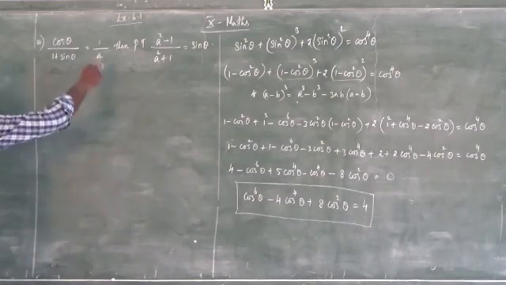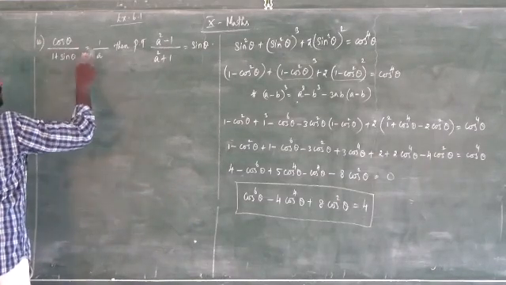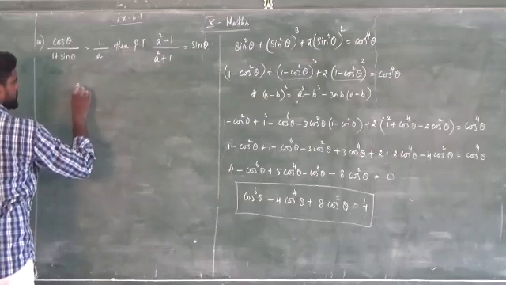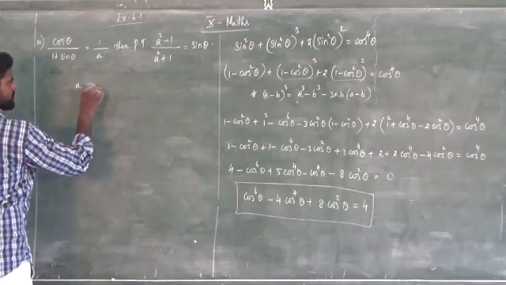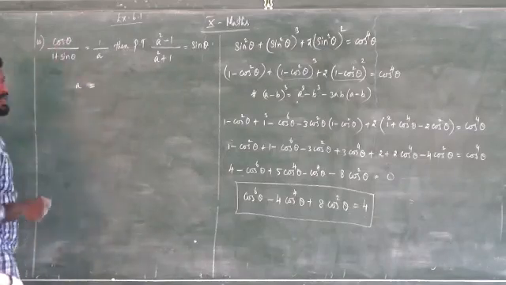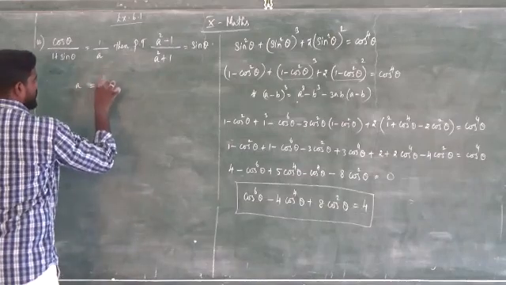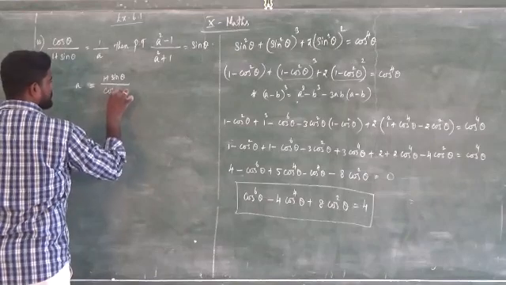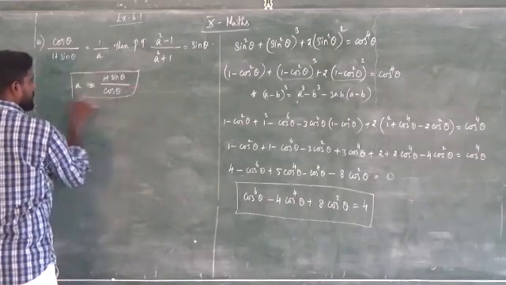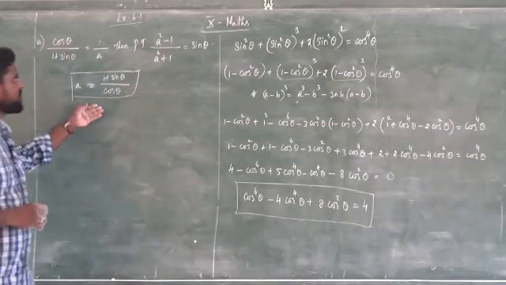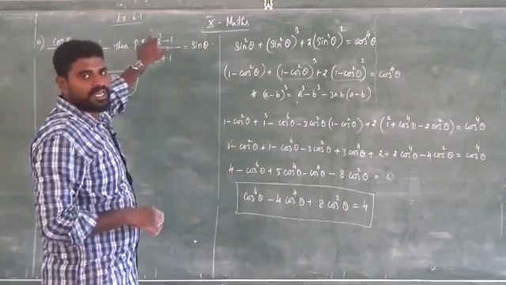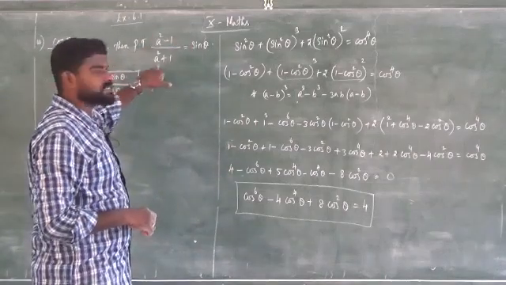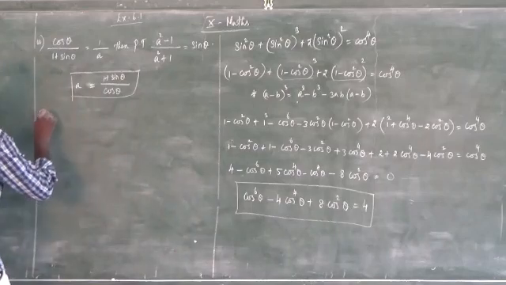So if you want to find a, take the reciprocal on both sides. 1 by a becomes a, and cos theta by 1 plus sin theta becomes 1 plus sin theta by cos theta. So this is the value of a. So using this value, I am going to find the value of a square minus 1 by a square plus 1. So what is the LHS?